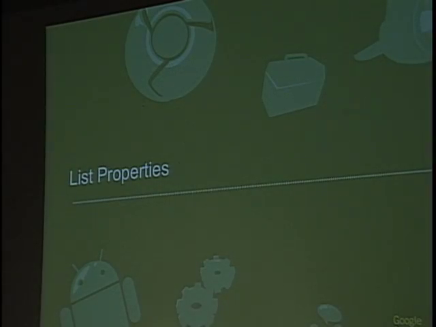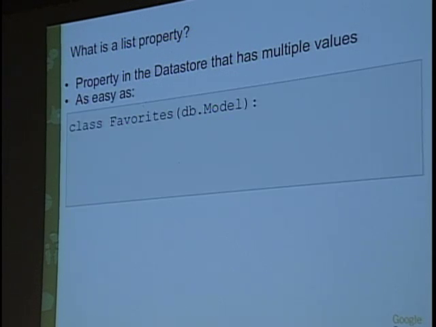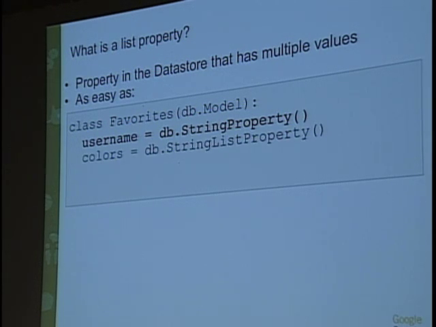So list properties, what are they? In the data store, you can store regular properties like maybe a number, a text field, a date, but you can also store multiple values for each property. And it's simply as easy as this. You define a model class, let's say favorites, where we're going to store favorite colors. We have a username property, which is a regular string property which contains the username, and a colors property, which is a list property. This is where we're going to store multiple values. And we simply can do that here. Favorite.colors equals red, green, and blue.